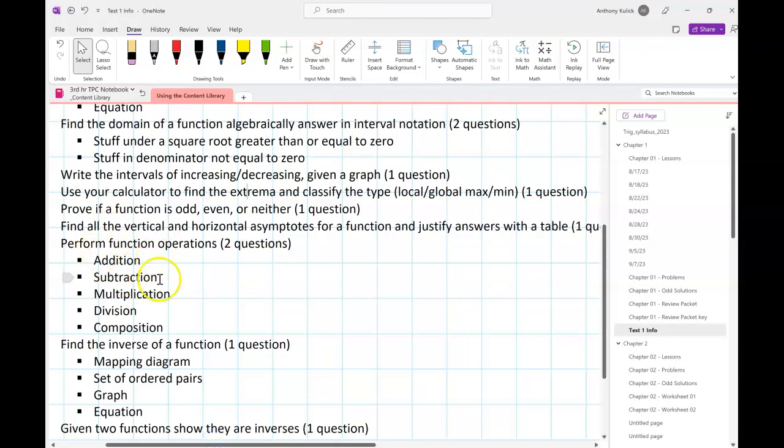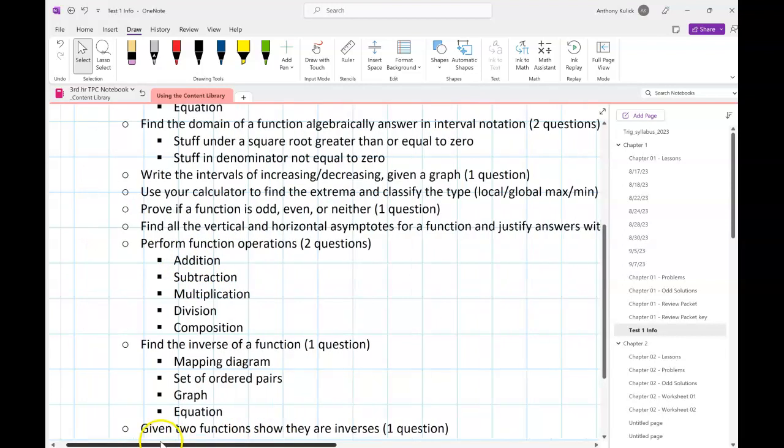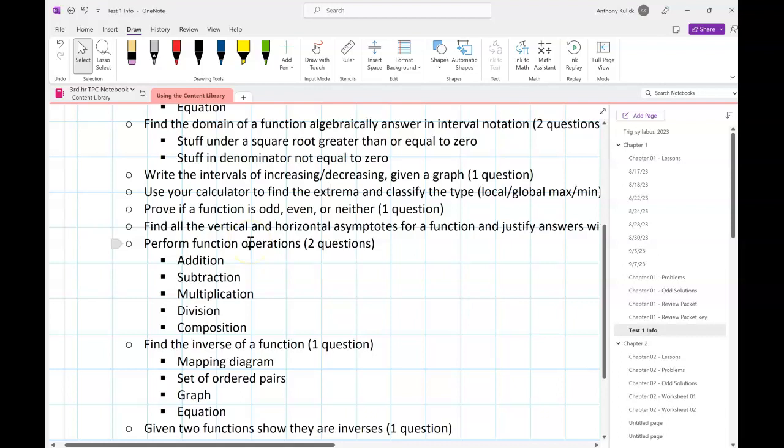You should be able to perform function operations. So add, subtract, multiply, divide, or compose 2 functions. 2 questions like that.